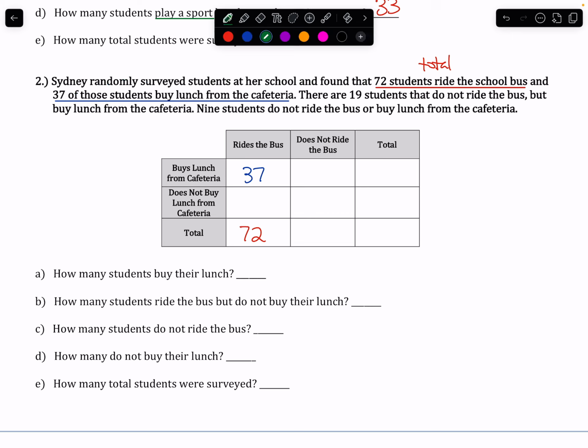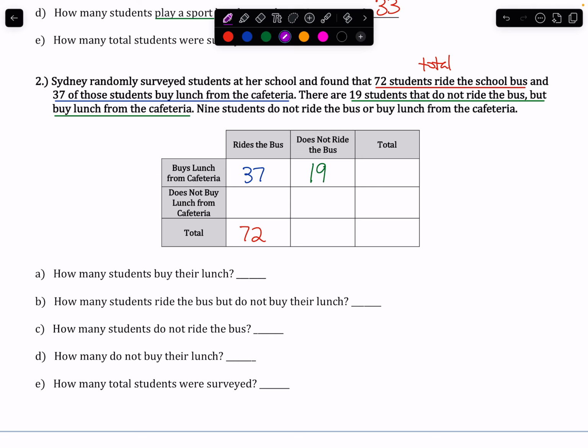Our next sentence says there are 19 students that do not ride the bus, but they buy lunch from the cafeteria. So that's an important piece of this because it is connected here. They are going to fall in the do not ride the bus column, but those 19 do buy lunch from the cafeteria. So in this case, these two meet up in the top middle box there. So that'll be our 19.